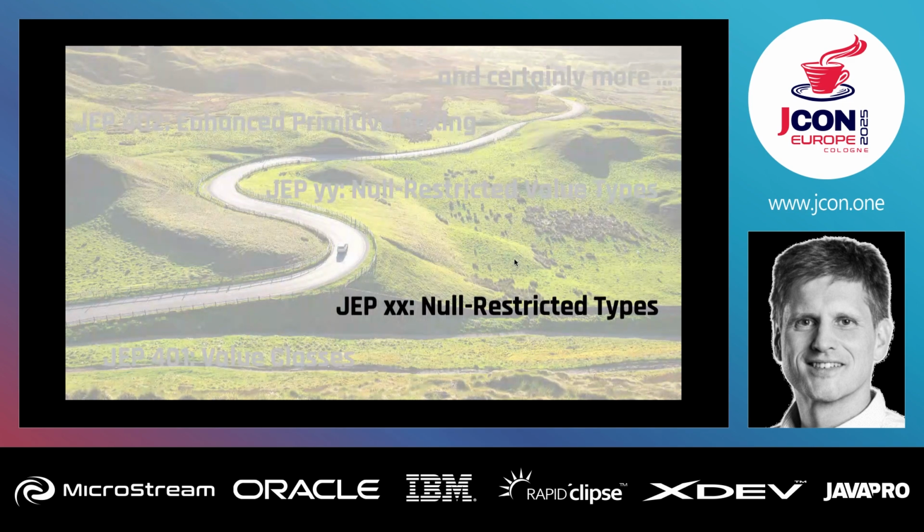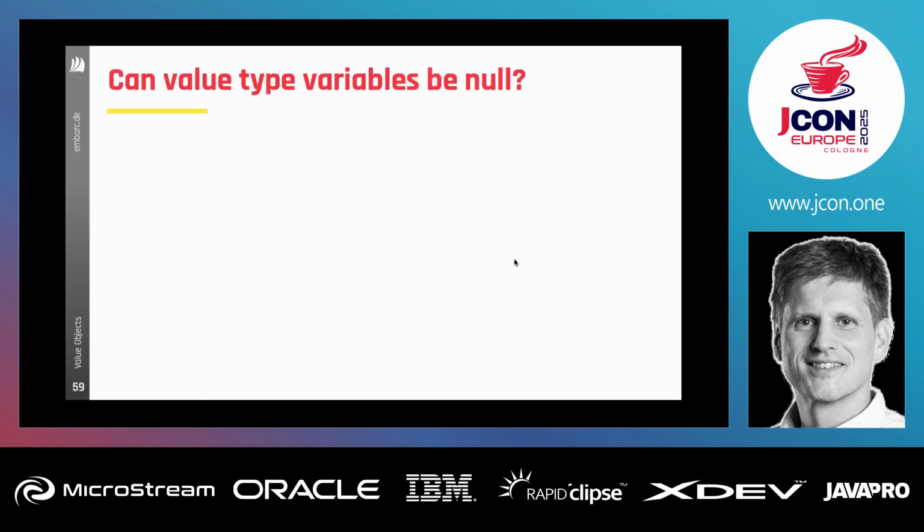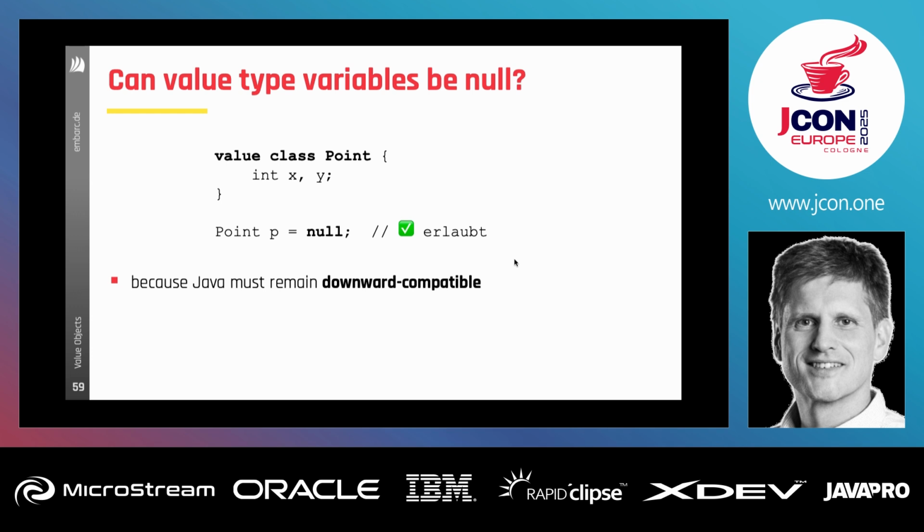So let's start with the JEP XX. I don't know what the number will be, but it's called null-restricted types. And the first question is, can value type variables be null? If I have a value class Point, they can be null. Sorry, it was the wrong way around. They can be null. The question is why, if they are a new kind of type, do they allow null? And the reason is downward compatibility.